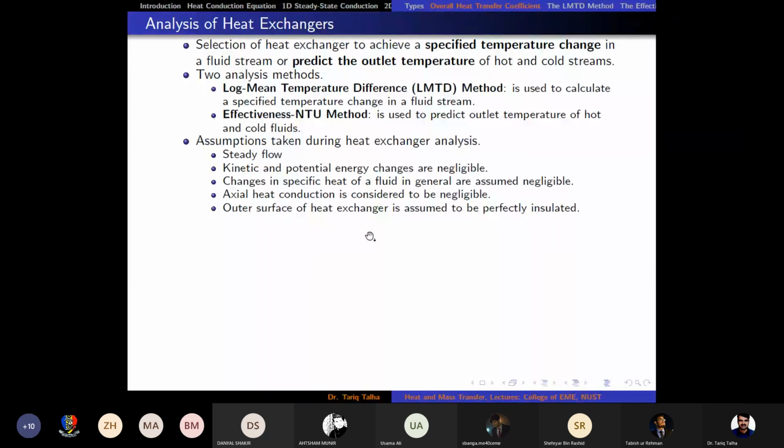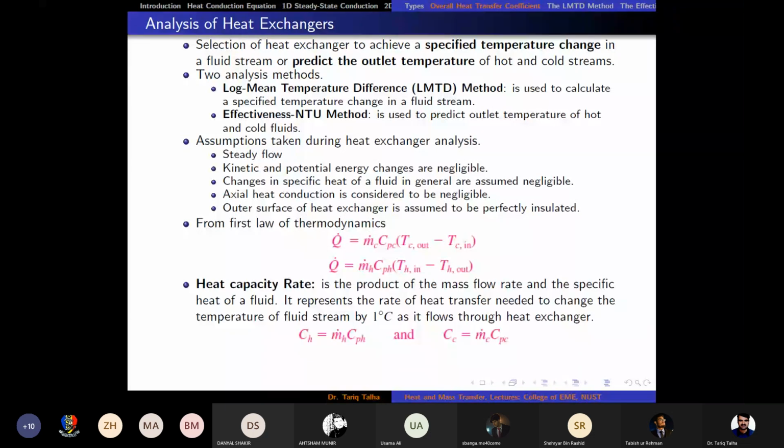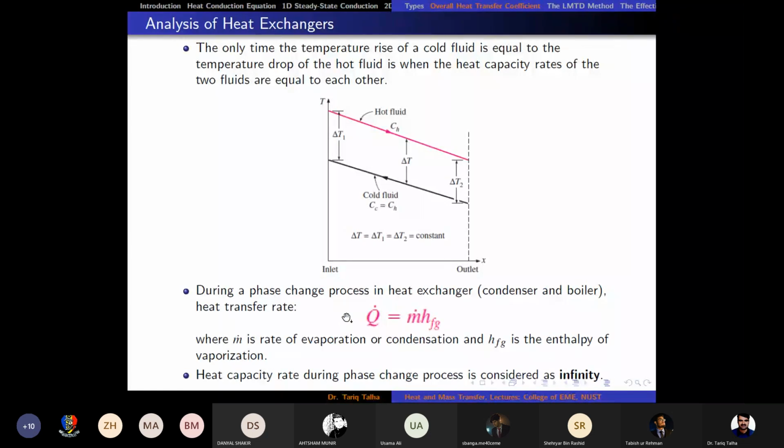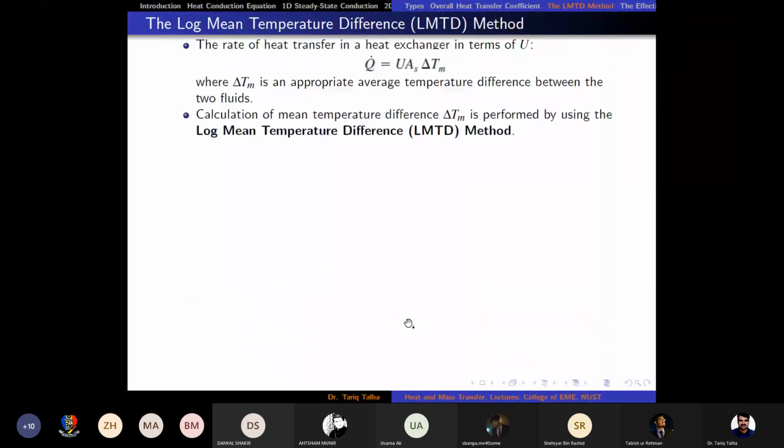And then these assumptions we wrote on the whiteboard, and then we discussed the heat capacity rate. It is the product of the mass flow rate and the specific heat. Then we discussed that this CH and CC would determine the temperature change. If CH is more than CC, then the temperature rise in the cold fluid would be more, and vice versa. And then we discussed the phase change process, in which we calculate Q dot is equal to m dot hfg.